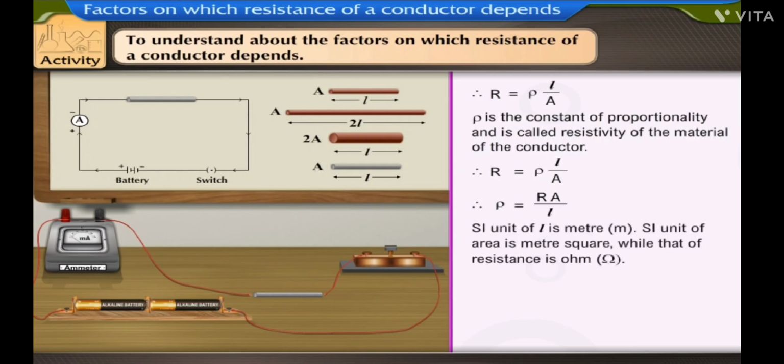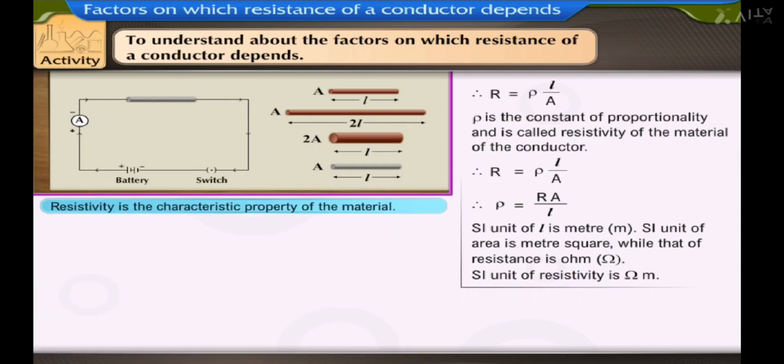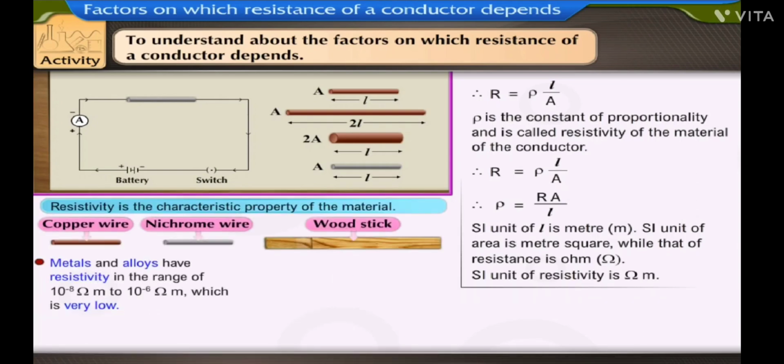SI unit of L is meter, that is m. SI unit of area is meter square, that is m square, while that of resistance is ohm. Hence, the SI unit of resistivity is ohm meter. Resistivity is the characteristic property of the material. Metals and alloys have resistivity in the range of 10 to the power minus 8 ohm meter to 10 to the power minus 6 ohm meter, which is very low. Hence, metals and alloys are good conductors of electricity.